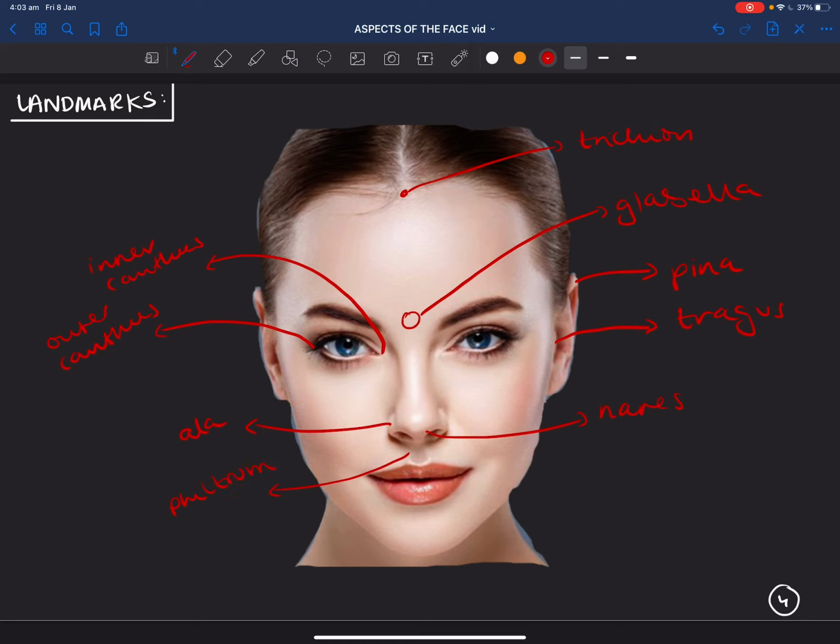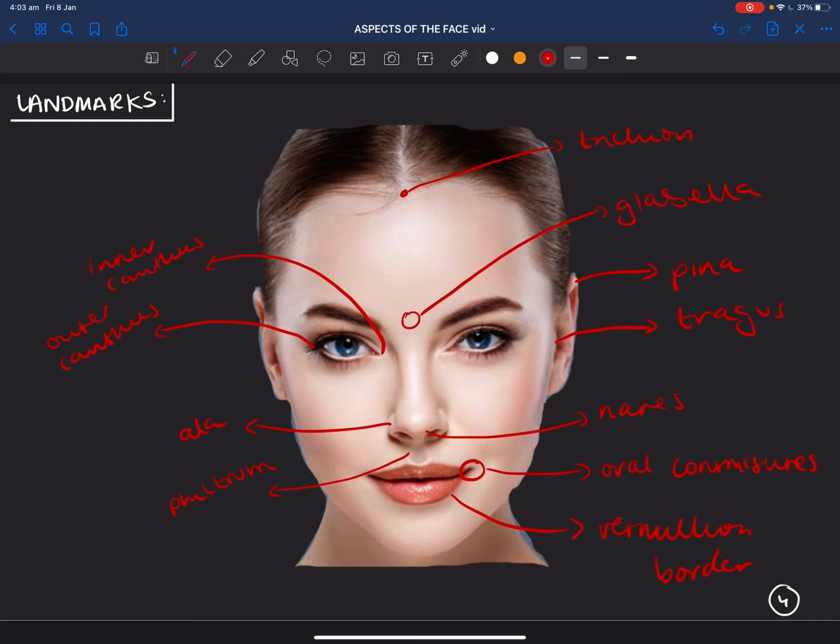Then the outer corners of your lips are called the oral commissures. And the border between your lip and the skin of your face is what we call the vermilion border.